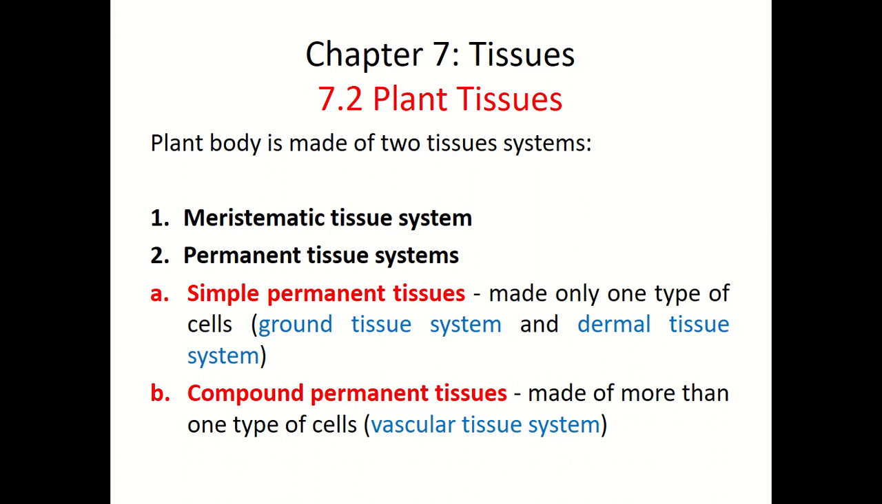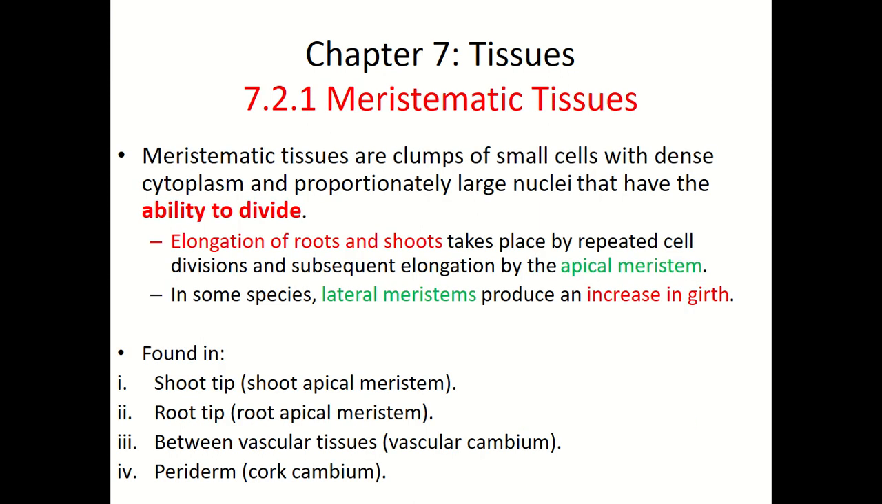Meanwhile, compound permanent tissue is made up of more than one type of cell, which refers to the vascular tissue system. Therefore, there are four types of tissue that you can find in plants, which are meristematic tissue, ground tissue, dermal tissue, and vascular tissue. So, what is meristematic tissue?